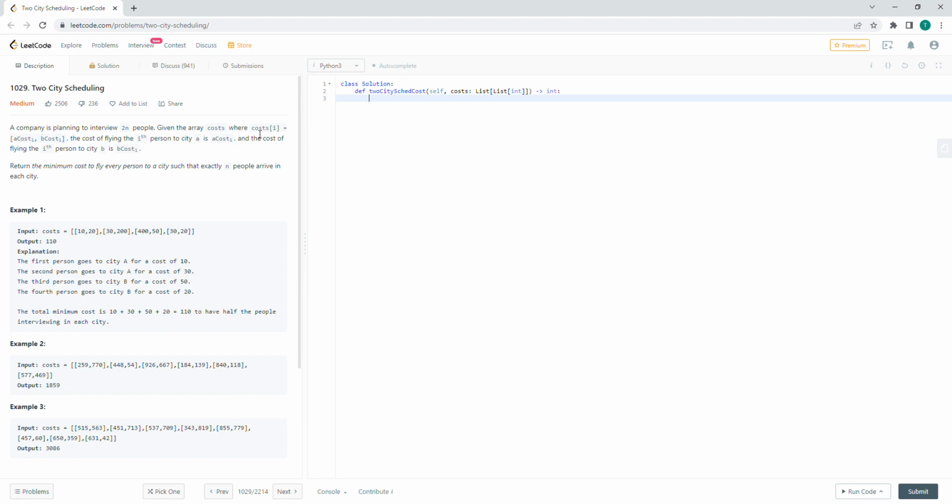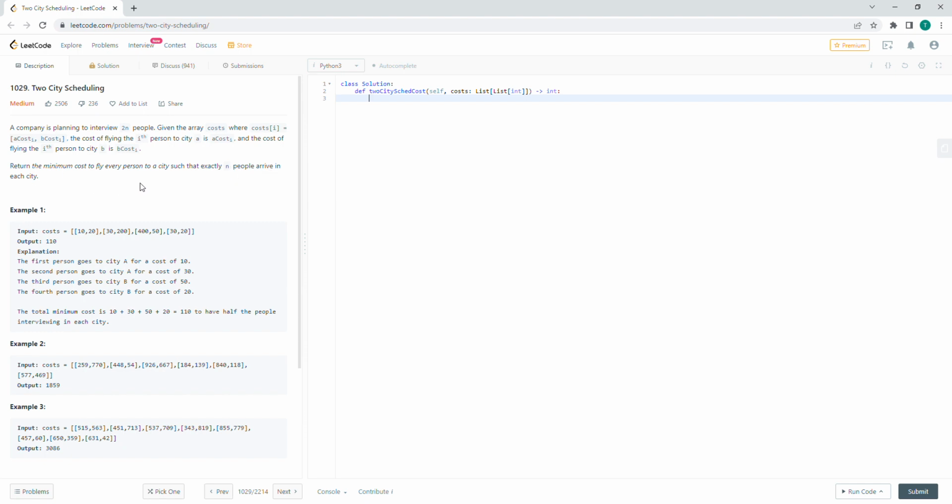Given the array cost, where cost at index i is equal to the set of A cost at index i and B cost at index i, where you have the cost of flying the ith person to city A, which is the A cost at index i, and the cost to fly the person at index i to city B, costing B cost at index i. Return the minimum cost to fly every person to a city such that exactly n people arrive in each city.